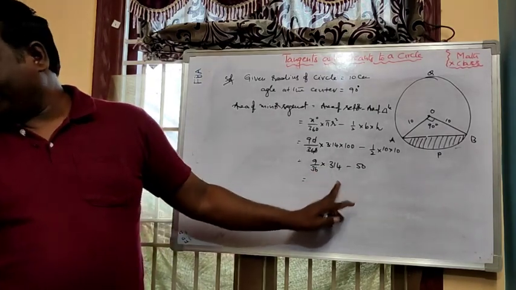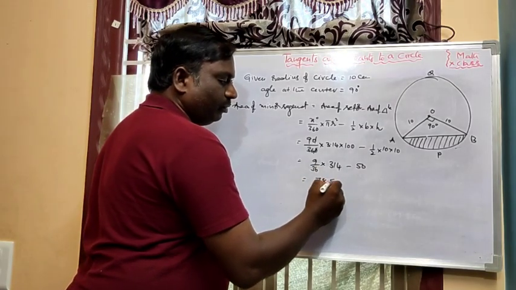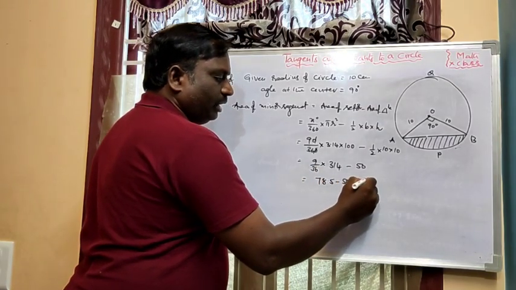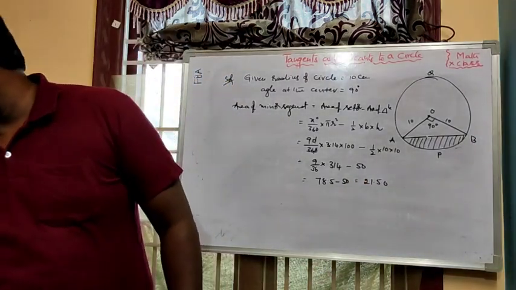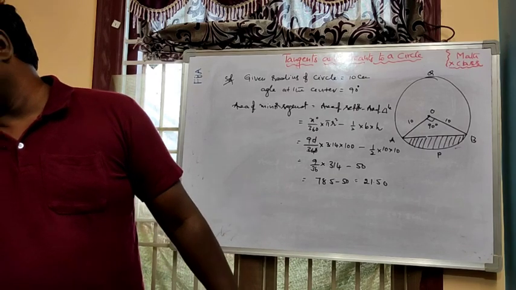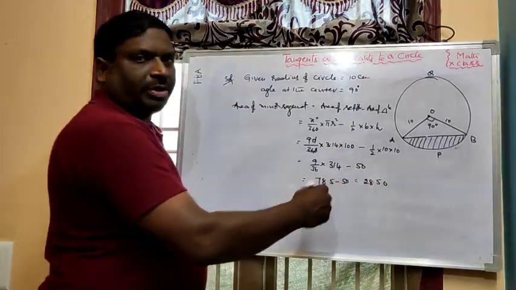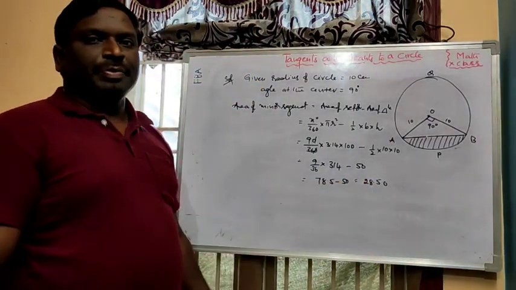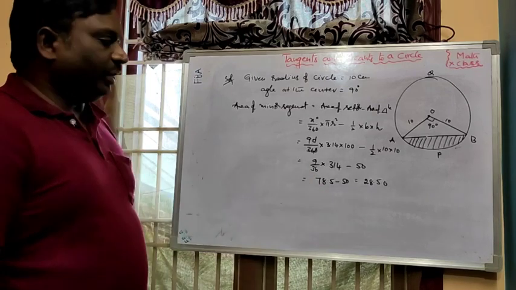This is minus 50. 78.5 minus 50 equals 28.50. Area of the minor segment is 28.50. Simplification part I'll give to you only. Do the simplification, it is very easy. There is no difficulty in that.